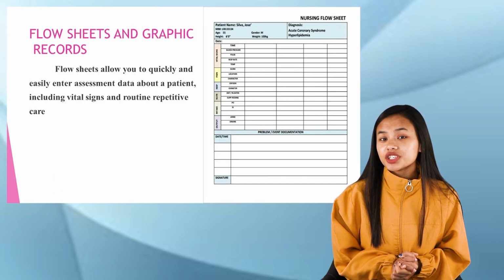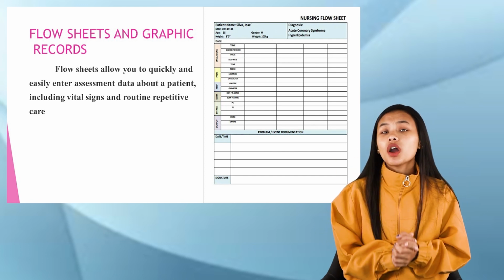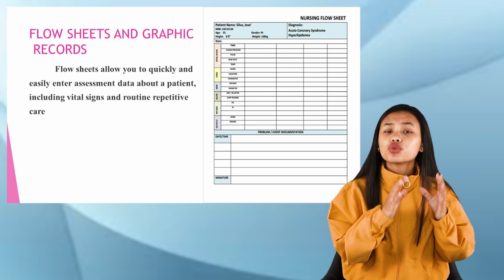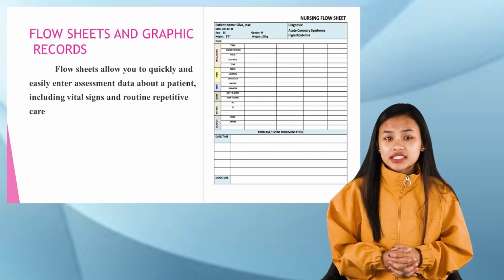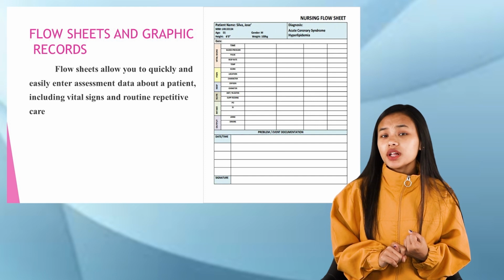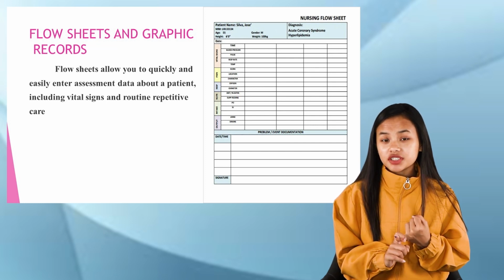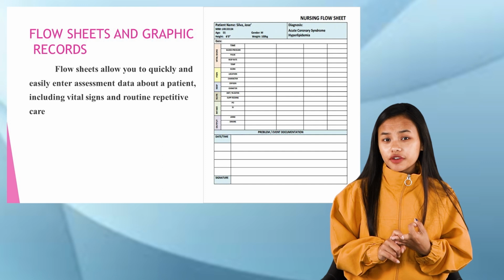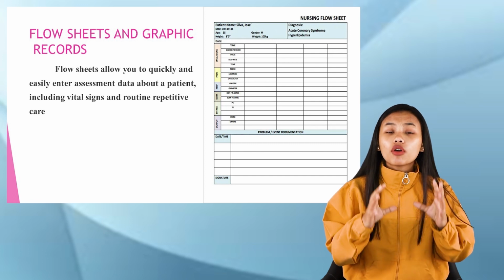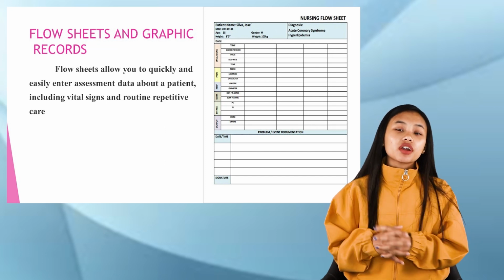The second one is the flow sheets and the graphic records. You guys know what a flow sheet is, right? Why do we use this while recording the condition of the client? We use flow sheets because they allow us to quickly and easily record or enter the assessment data of the client. Flow sheets are used to enter the vital signs as well as the routine repetitive care which has been provided to the client. For example, any hygienic measures, ambulation, meals, the weight of the client, safety, and also if the client is under any restraint, to keep a check on that as well.